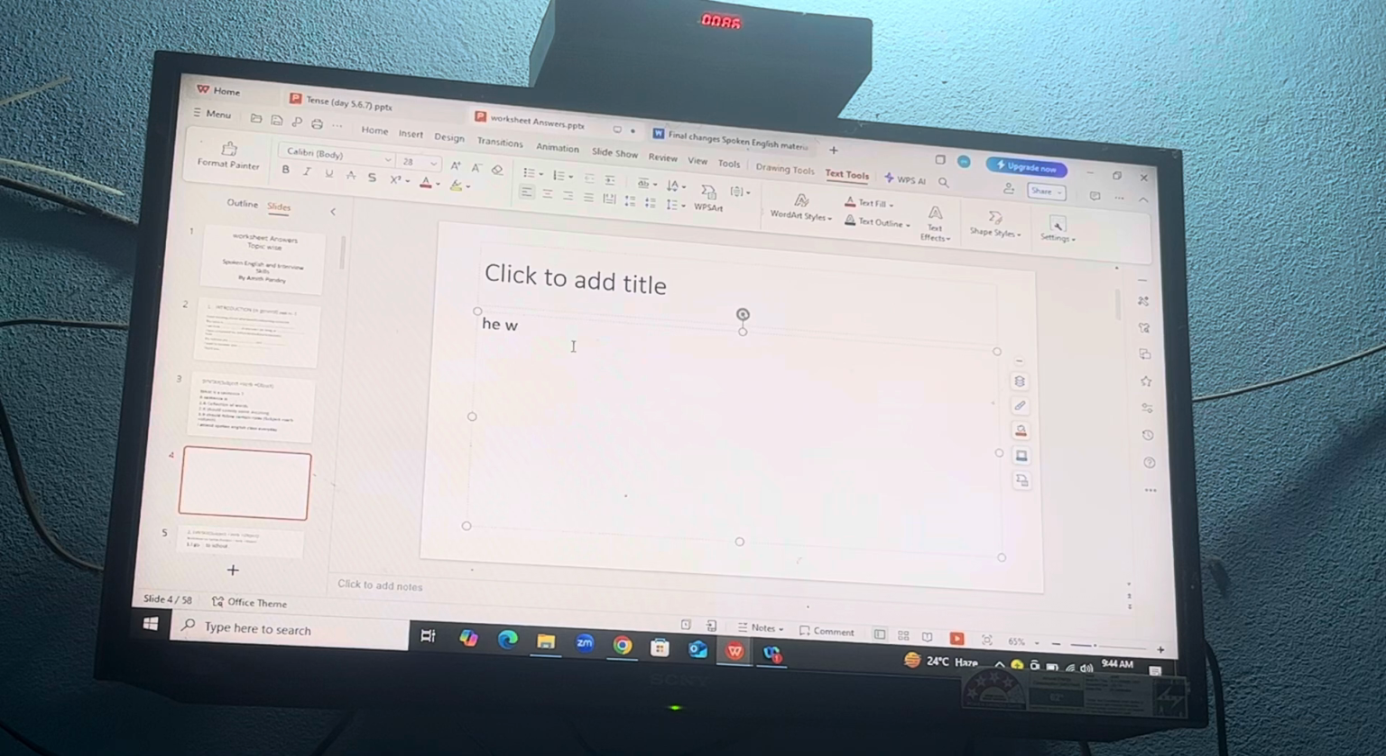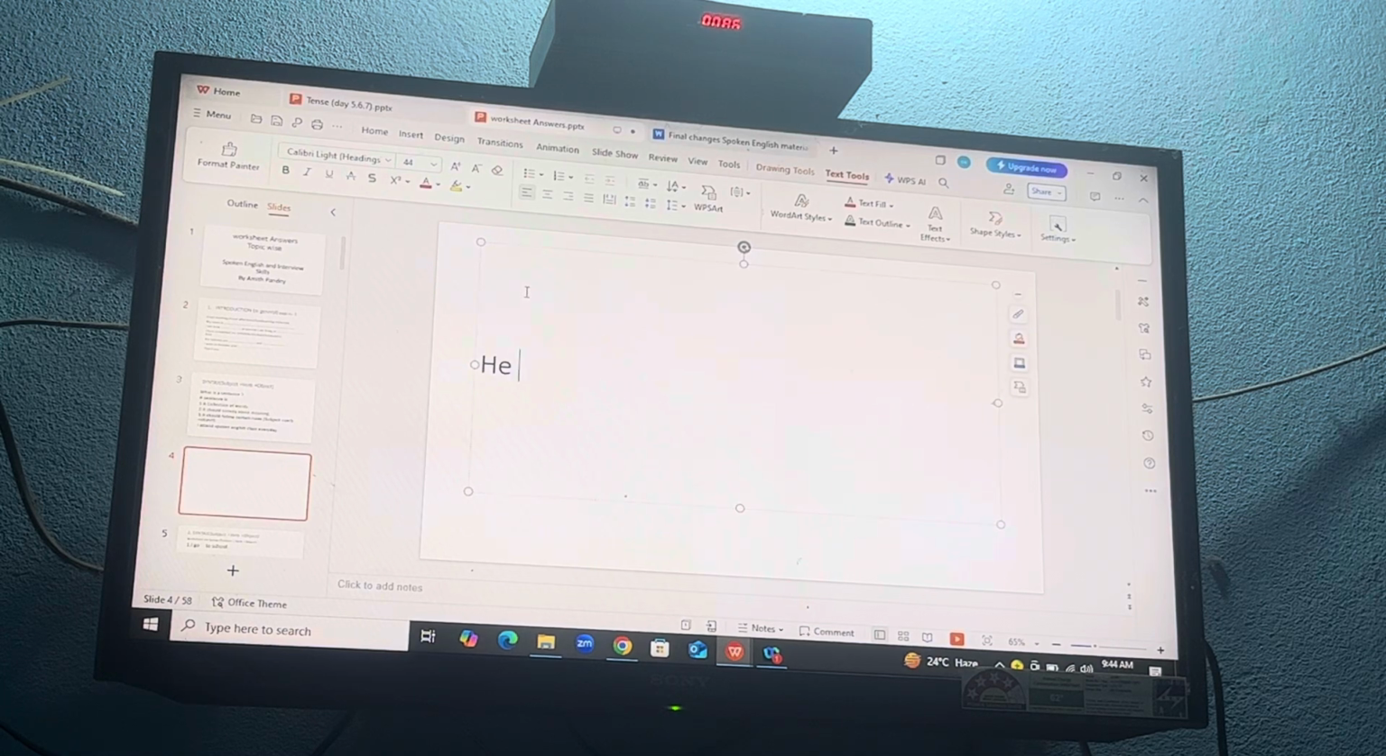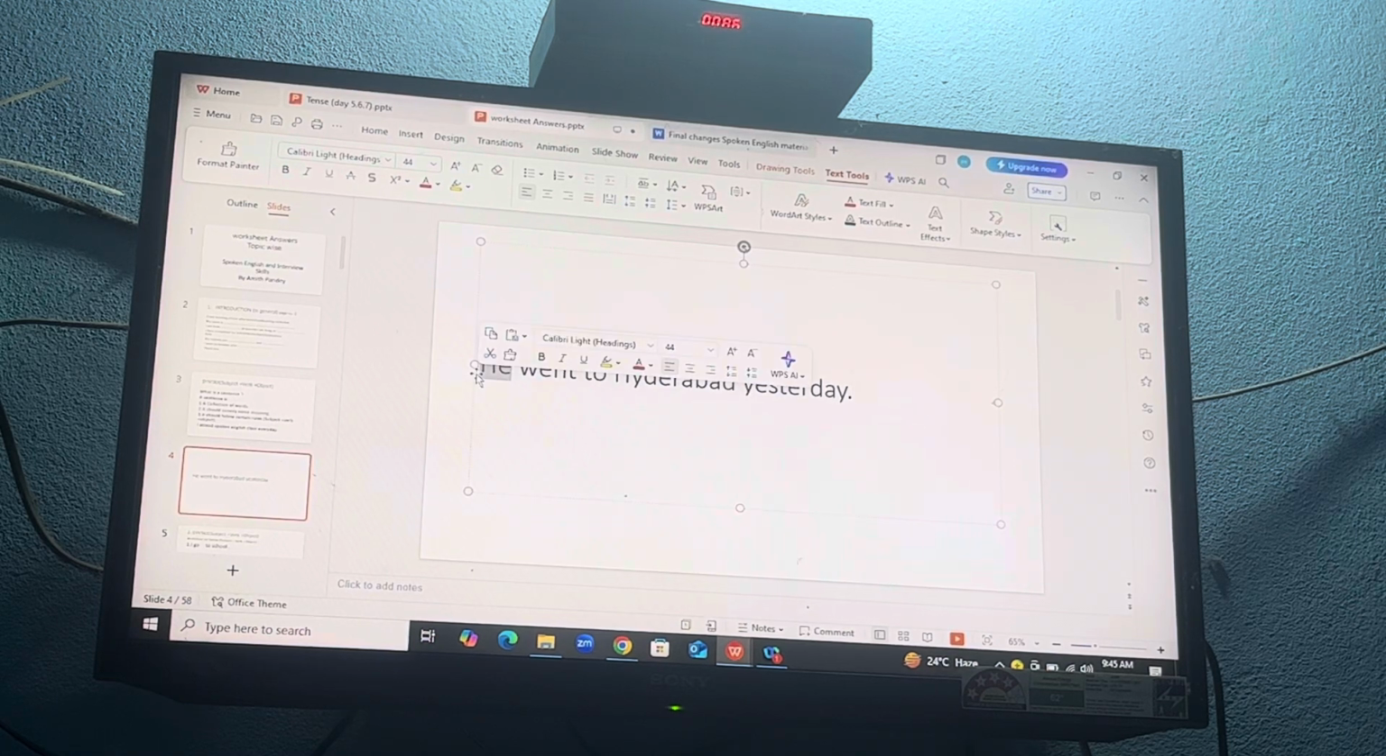For example, he, okay, if the font is small, let me enlarge it. Hope it's visible to everyone. He went to, let's say, Hyderabad. Yesterday, he went to Hyderabad yesterday. Now it's your turn. What is the subject in this? Take your time. Obviously, the subject is he. Let's say if I remove the subject, what could be my meaning? No meaning. Went to Hyderabad.